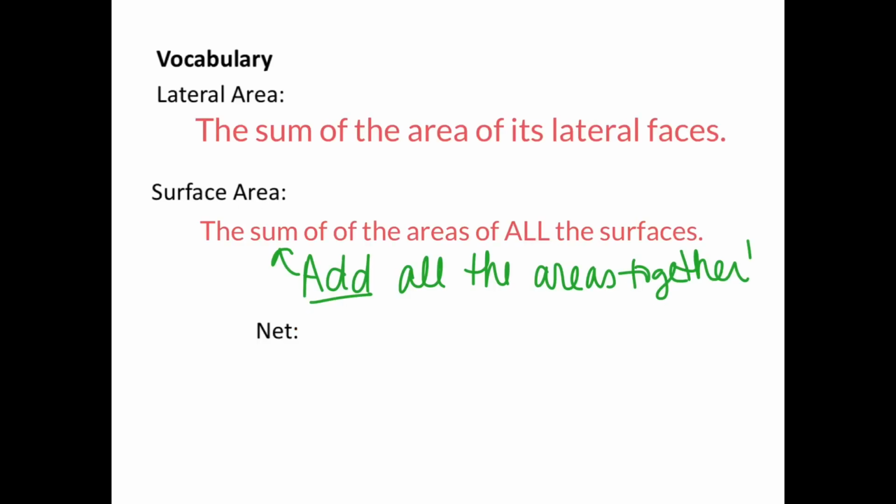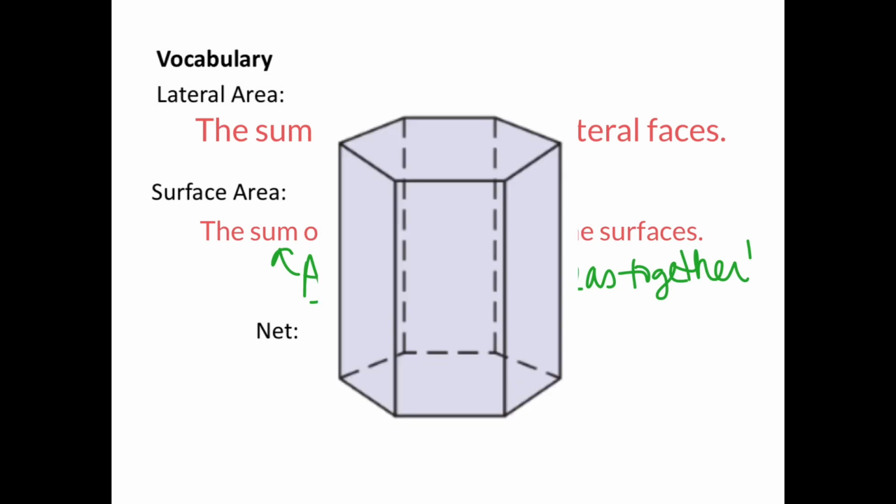Jumping right into the vocabulary here, the lateral area is the sum of the areas of its lateral faces, and the surface area is the sum of the areas of all of the surfaces. So you're just going to add all the areas together. Let's take a closer look at where the lateral area can be found on a three-dimensional solid.